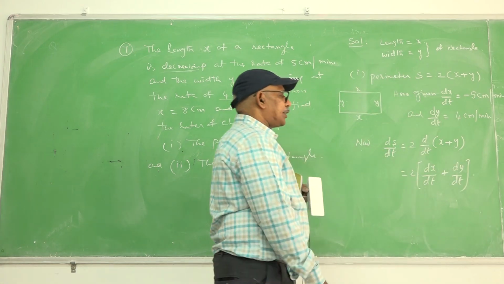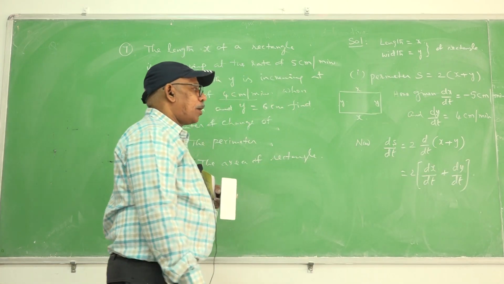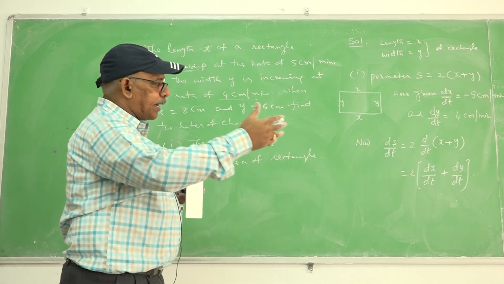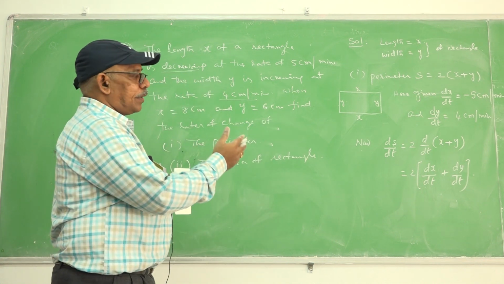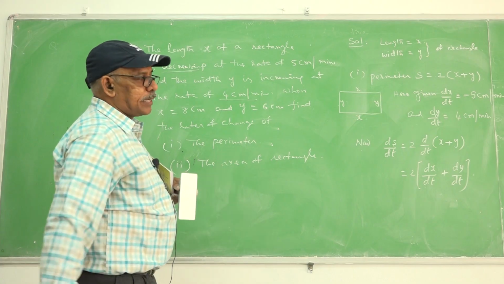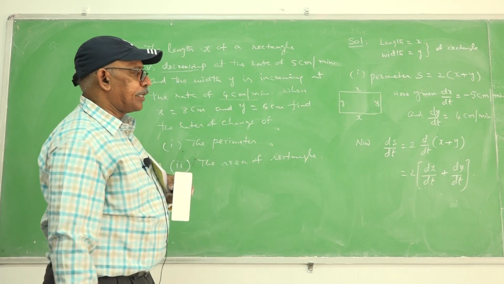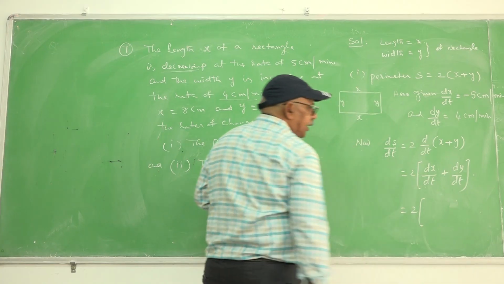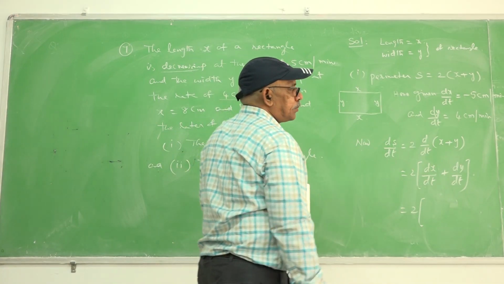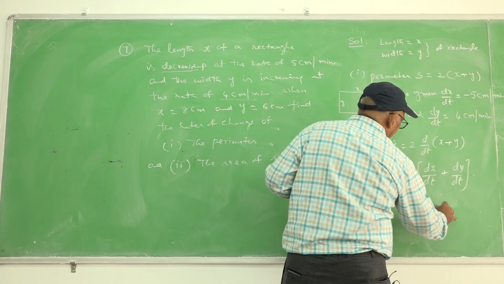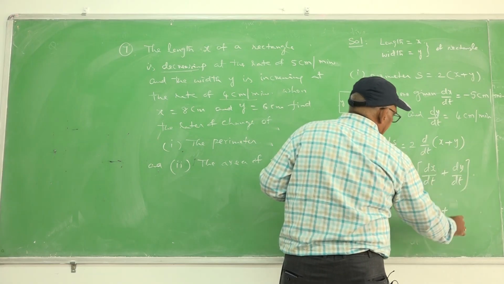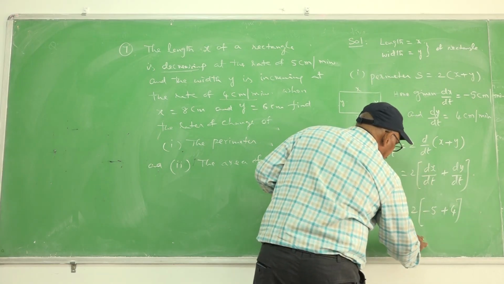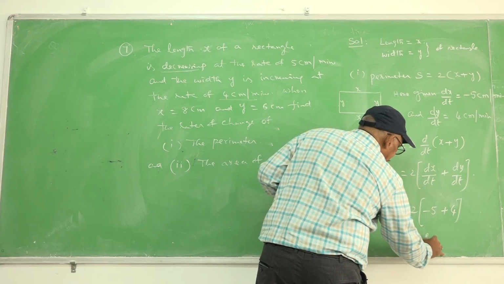The derivative always follows a linear property. Linear property means you can apply derivative term by term. Hence, derivative of x with respect to t is dx by dt. Similarly, derivative of y with respect to t is dy by dt. That is 2 into dx by dt, already given as minus 5, plus dy by dt, given as 4. So, that we get minus 2.